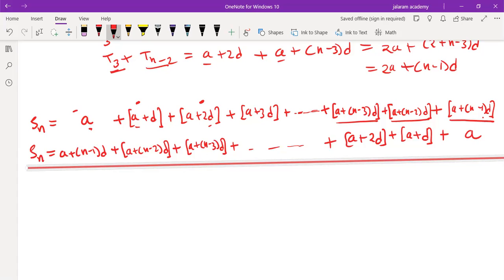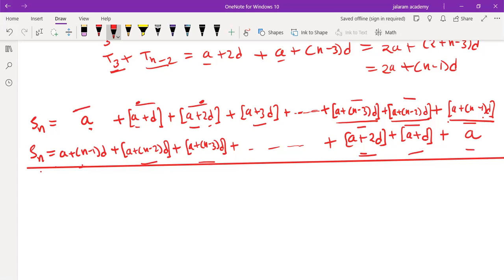First term is a, second term is a plus d, third term is a plus 2d, fourth term is a plus 3d, third term from the end a plus n minus 3 into d, second term from the end a plus n minus 2 into d, last term a plus n minus 1 into d, means first term from the end we can say. Now Sn equals a plus n minus 1 into d, which is the last term, written as first term. Then the second term from the end, a plus n minus 2 into d, becomes the second term. Third term from the end, a plus n minus 3 into d, becomes the third term. Third term from the beginning becomes a plus 2d. Second term from the beginning becomes a plus d. And the first term becomes the last term.